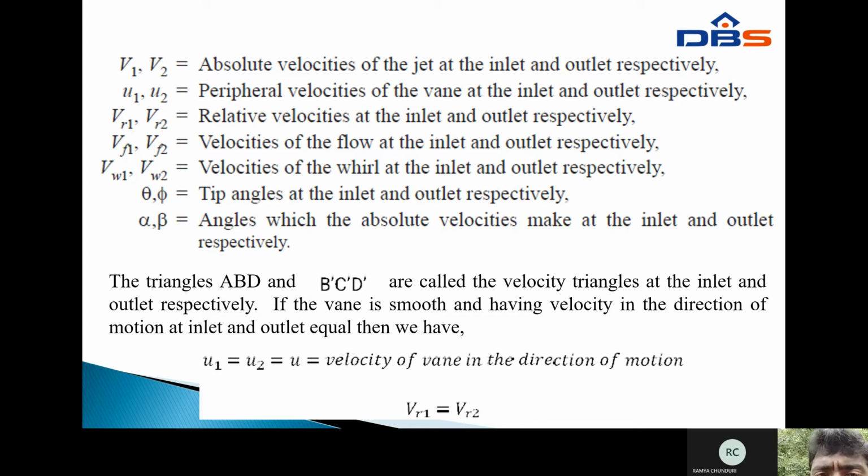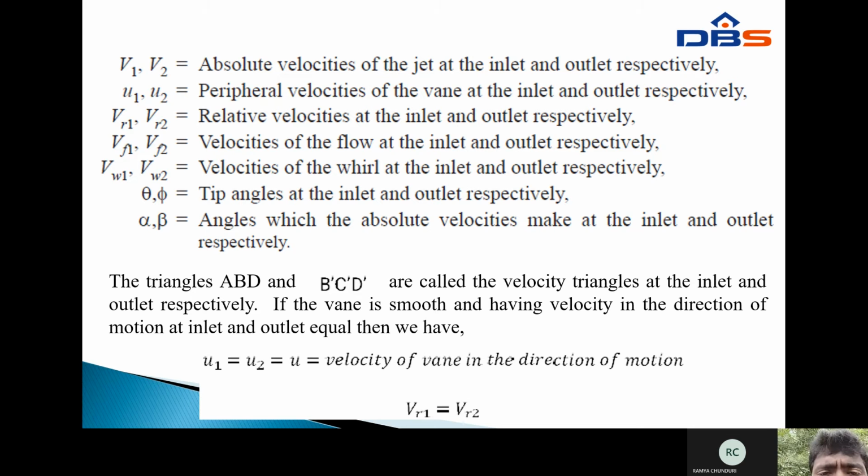Flow velocities at inlet equal VF1, flow velocities at outlet means VF2. Next, VW1 and VW2 are the velocities of the whirl at the inlet and outlet. Whirl velocity at inlet is VW1 and whirl velocity at outlet is VW2.